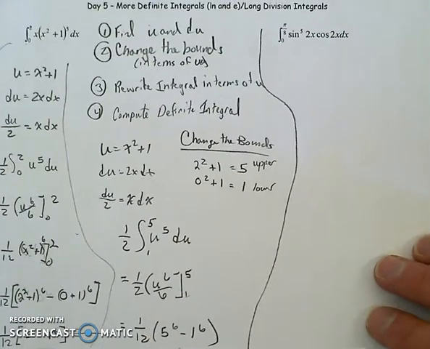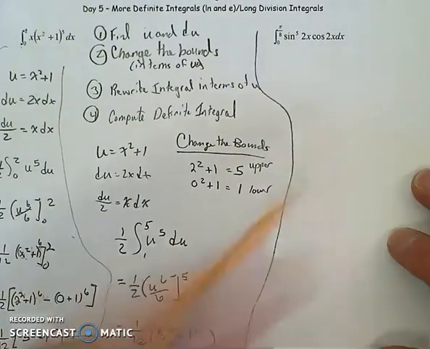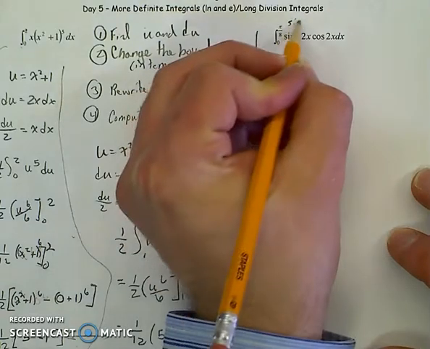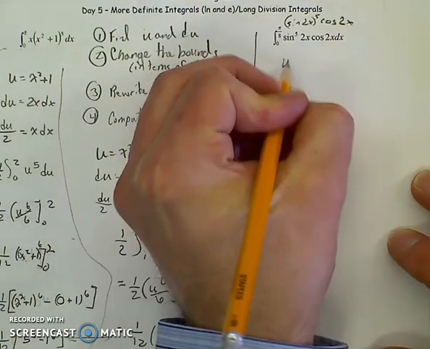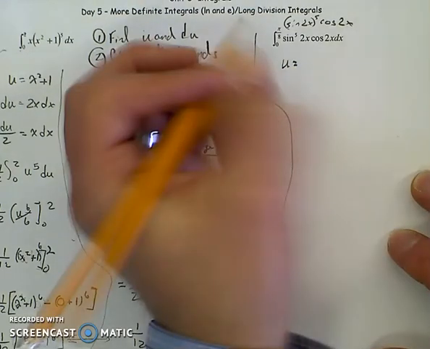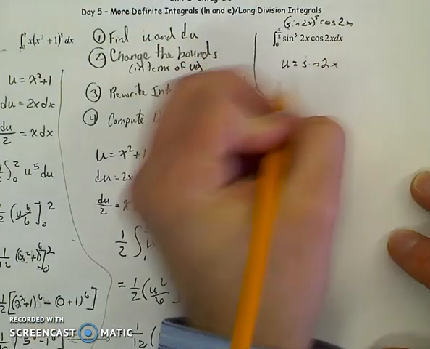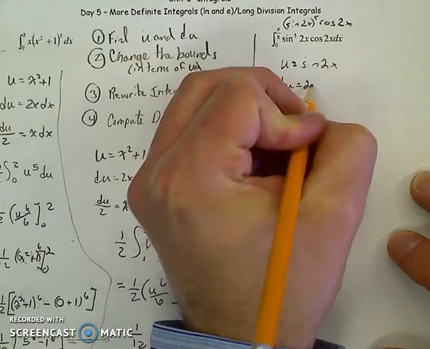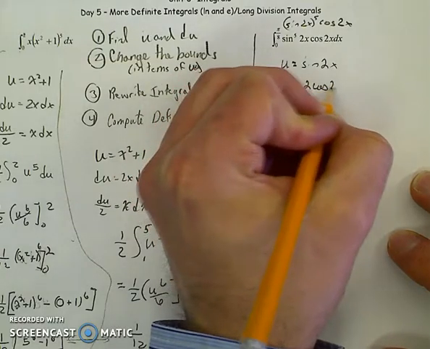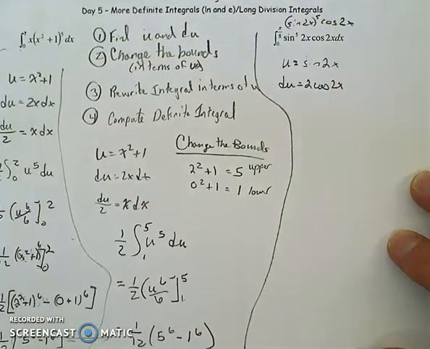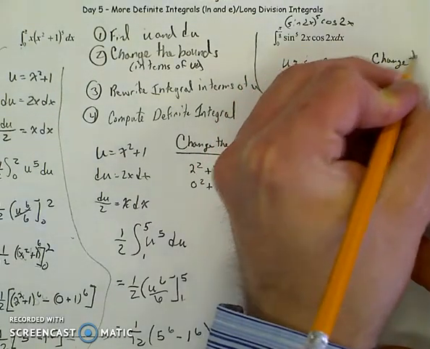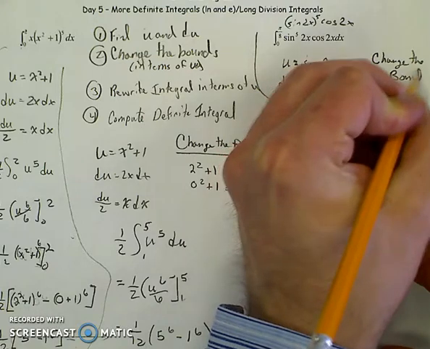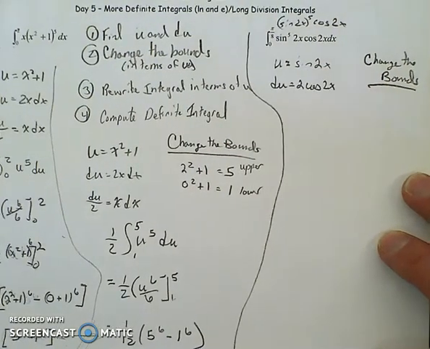Okay, let's go for this one. So we know u, well, we can rewrite this as sine 2x all to the 5th cosine 2x. So obviously it's u equals sine 2x. du is 2, make sure you remember chain rule, 2 cosine 2x. I'm going to just change the bounds over here. Kind of ran out of room here.